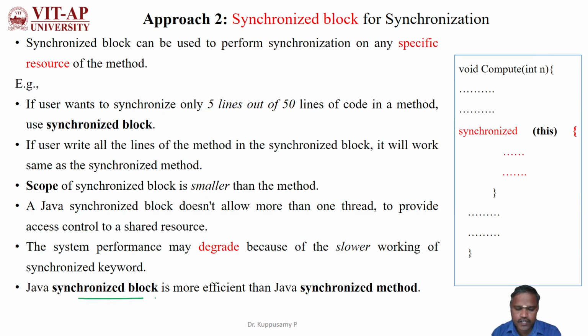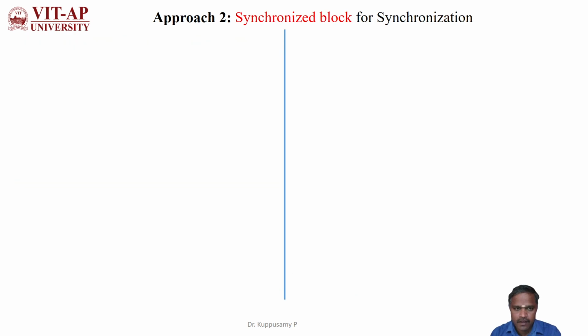So a Java synchronized block is more efficient than a Java synchronized method, because if the block is synchronized, only a part of the code is blocked from providing accessibility to another waiting thread, which is more efficient than a synchronized method. And we will see the example here.